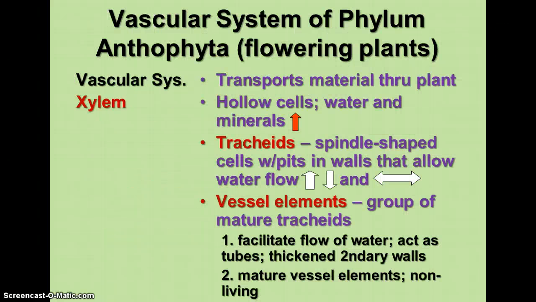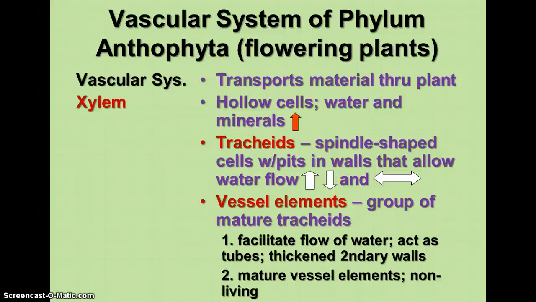The vascular system of flowering plants includes the xylem and phloem, and we're going to look more at those than we do at some of the others, because those are the ones we're most familiar with. The vascular system transports material through the plant, and the xylem is composed of several different kinds of cells. The cells are hollow, and they carry water and minerals up from the roots to the upper part of the plant.